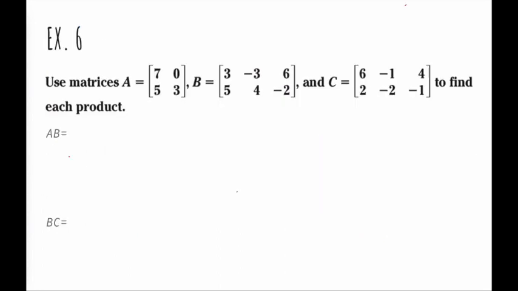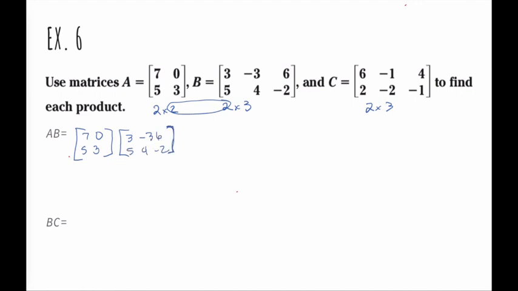So, start with itty-bitty matrices here. A, B, and C, to find each product. So, AB, we want to multiply. This is 2 by 2. This is 2 by 3, and this is also a 2 by 3. So, AB, 2 by 2 and 2 by 3, we can multiply these because the middle numbers are both 2s. So I'm just going to rewrite these here to make things a little bit easier on myself. 3, negative 3, 6, 5, 4, negative 2.